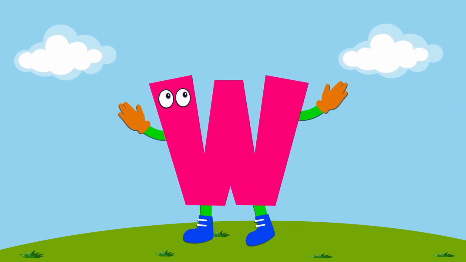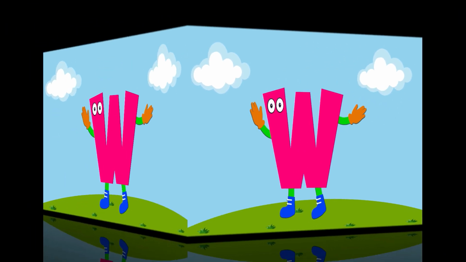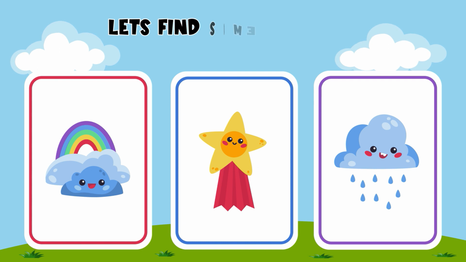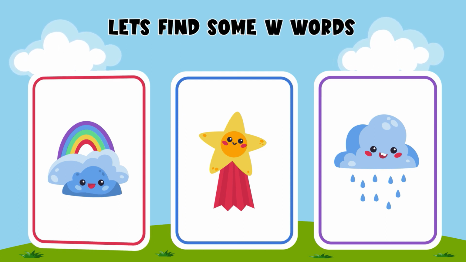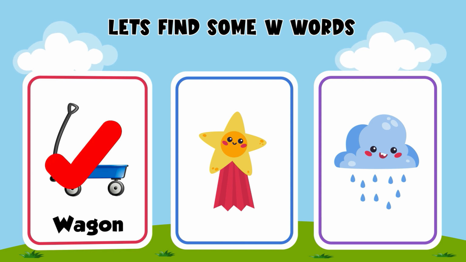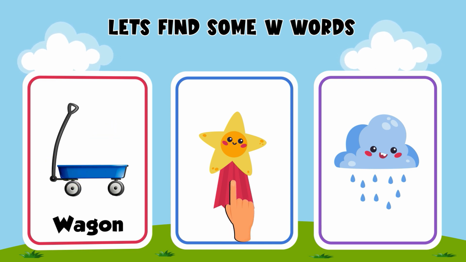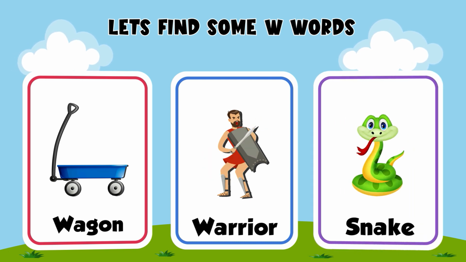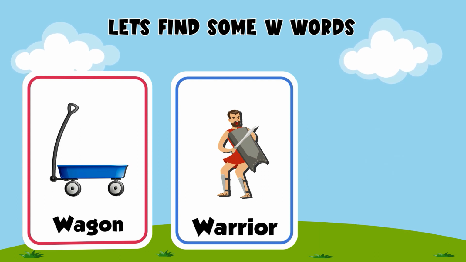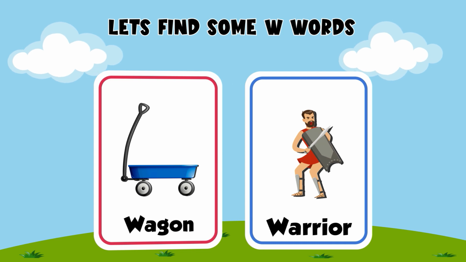This is alphabet W. Let's find some W words. Wagon, warrior, snake. W, wagon. W, warrior.